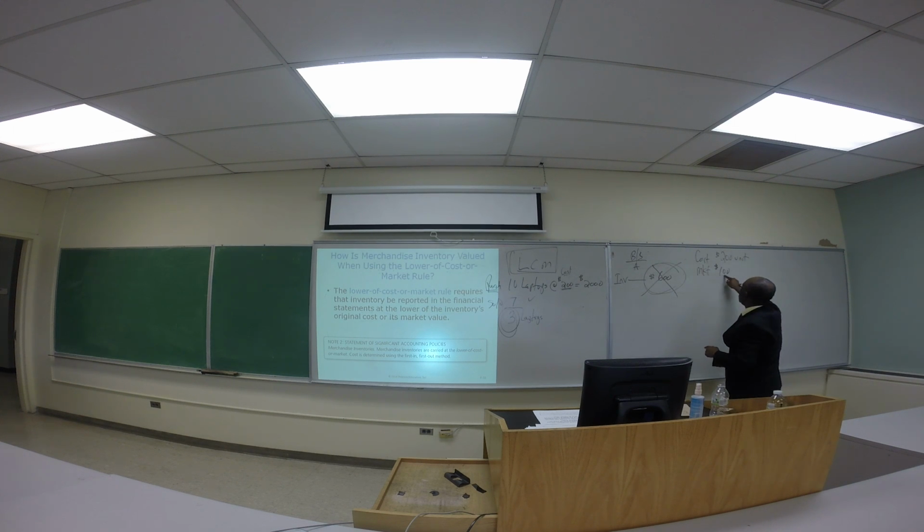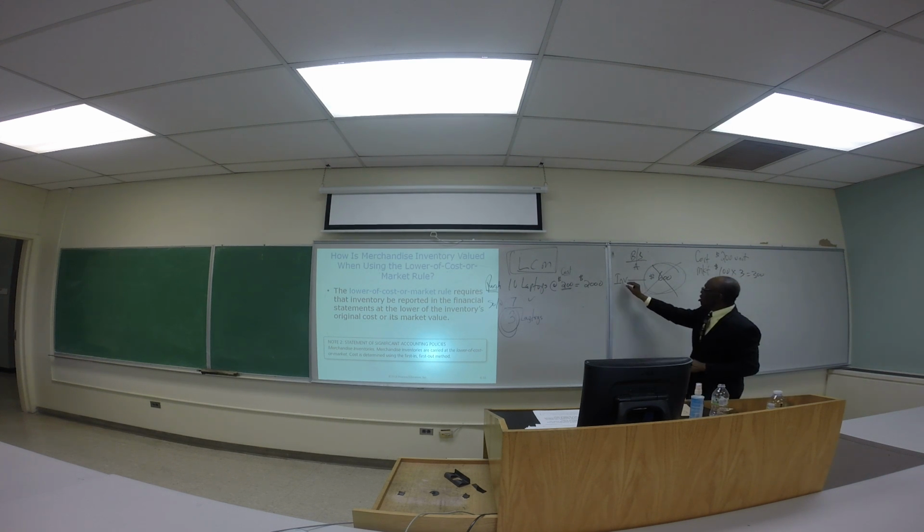Which of this is lower? Of course, $100 is lower. Multiply that by 3, that will give you $300. So your inventory has to be reported on your balance sheet as $300.